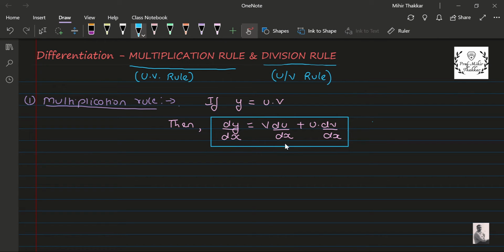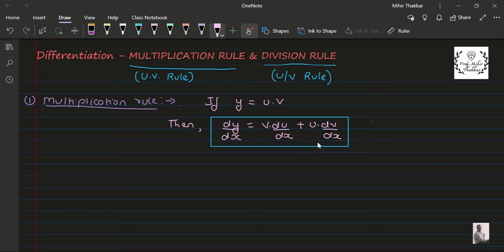In the first term I am taking the derivative of u, so I have left this v element as it is over here. In the second term I am taking the derivative of v, so I am leaving this u element as it is. So I can say y is equal to u into v, then derivative of y, dy by dx, is equal to derivative of u multiplied by v, which is v du by dx, plus derivative of v multiplied by u, which is u dv by dx. So in short, the formula is v du by dx plus u dv by dx.